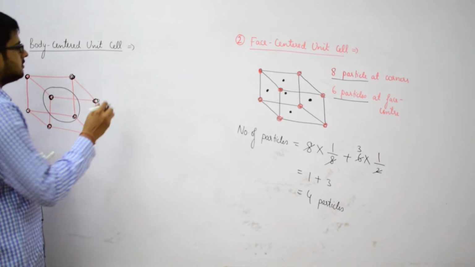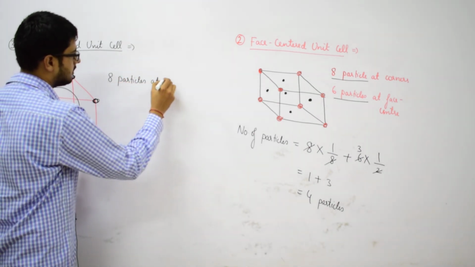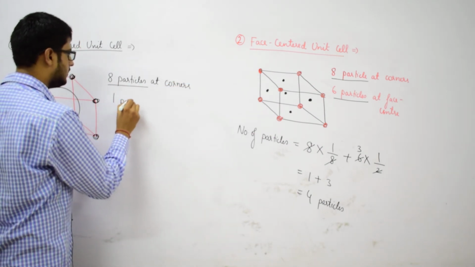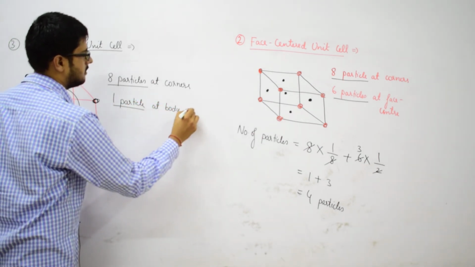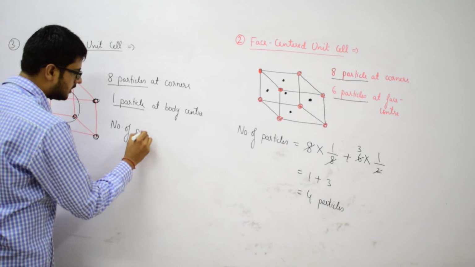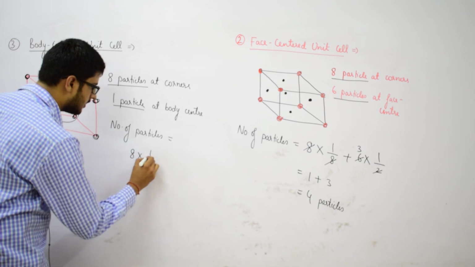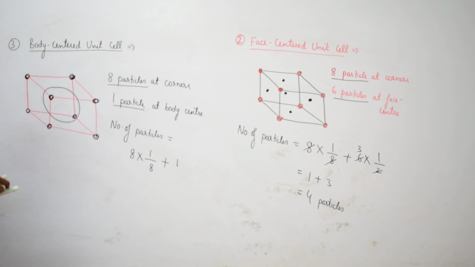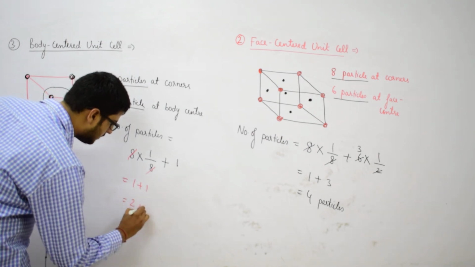So, in case of body centered unit cell, we have 8 particles at corners and 1 particle at body center. While calculating the number of particles in a body centered unit cell, we have 8 particles having a contribution of 1 by 8 and 1 particle which has a contribution of 1. So, this will cancel out, and it will be 1 plus 1 is equal to 2 particles.